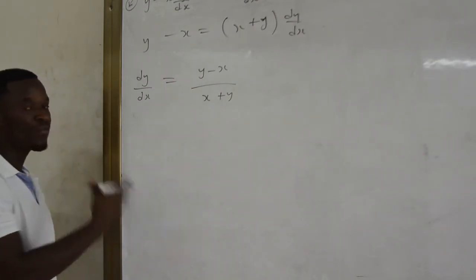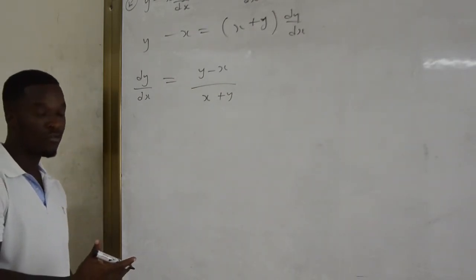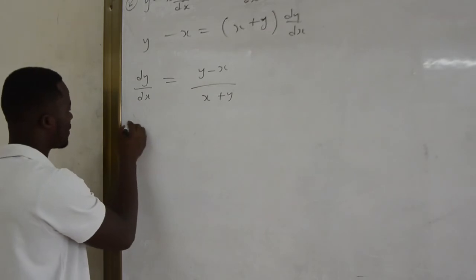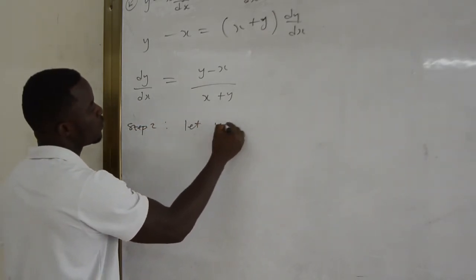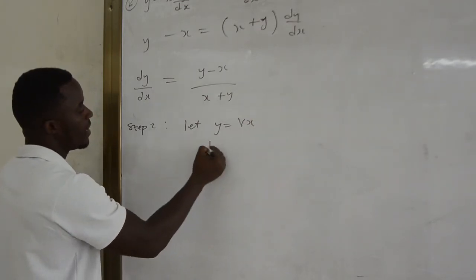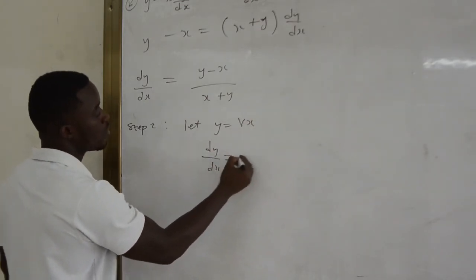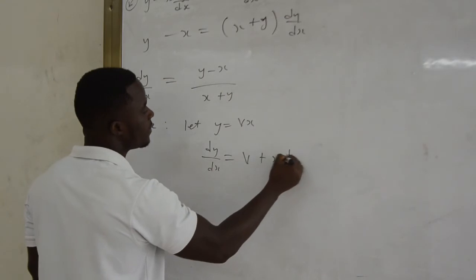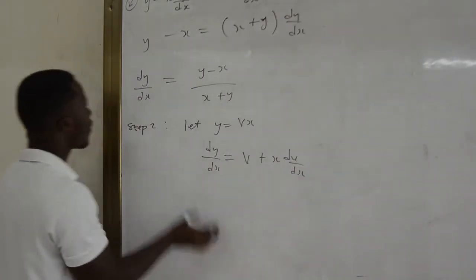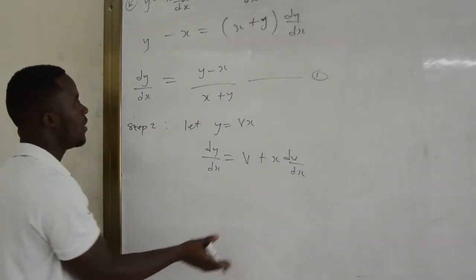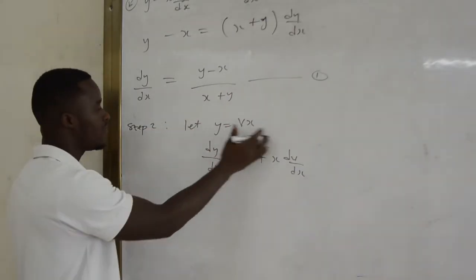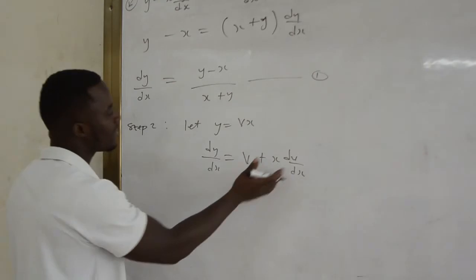So now we have fulfilled the first step of transformation of homogeneous. So the next step here is step 2. I'll let y be equal to vx. My dy/dx will be equal to v plus x dv/dx. So I'll go back to what we named equation 1. Whenever I see y, I will replace y by what? Vx. Whenever I see dy/dx, I will replace it by v plus x dv/dx.